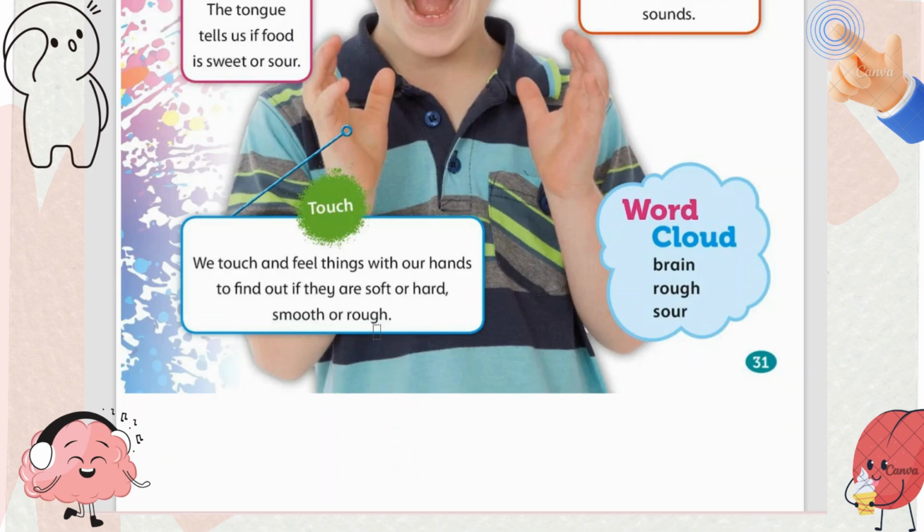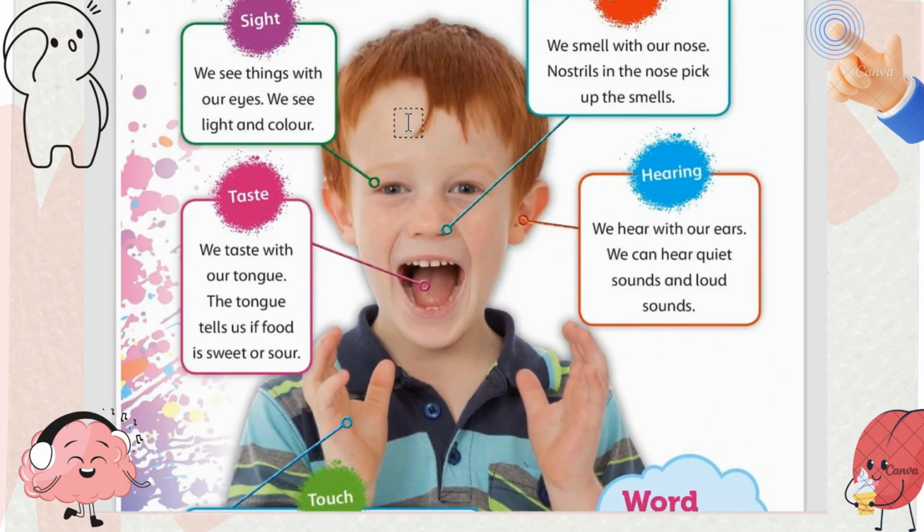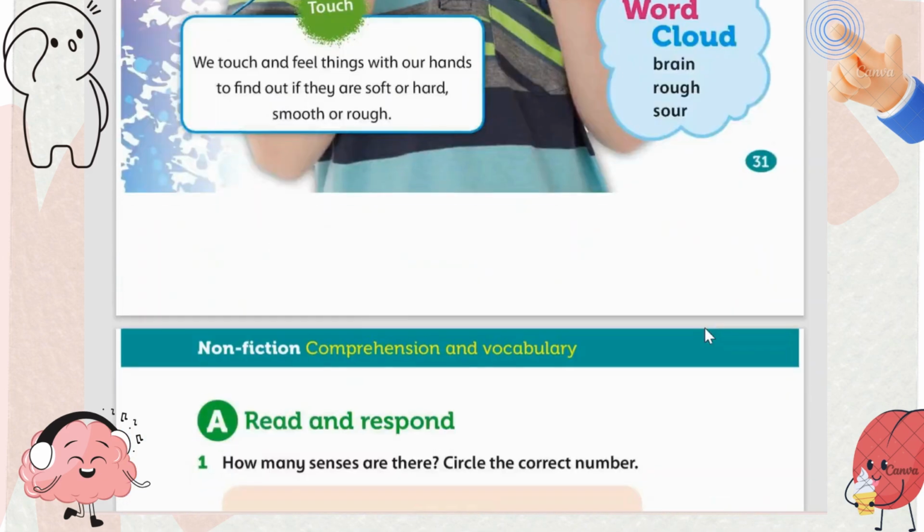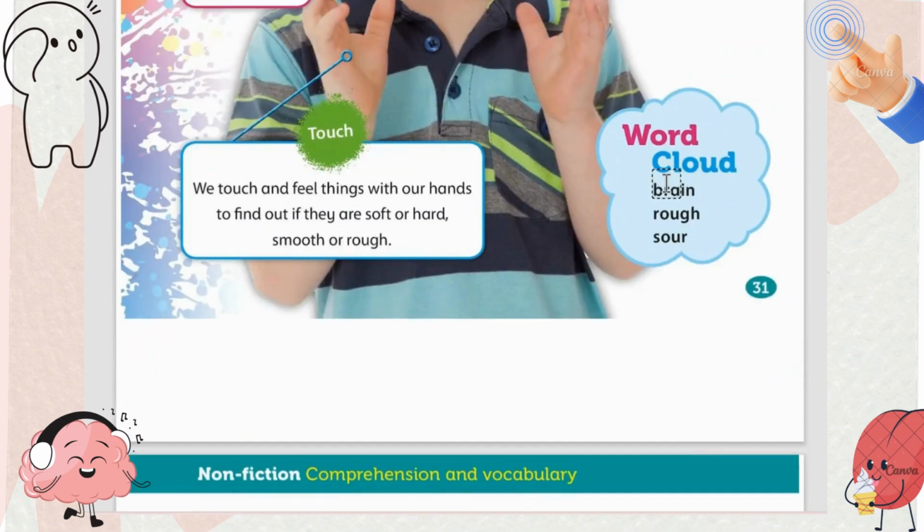All right, so we have 5 senses, right? I hope you will remember that and how we can detect these 5 senses. Word cloud. Word cloud, do you remember what the word cloud is? Yes, the words that we have to remember and their spellings. The first word is brain. Where is our brain? Inside this skull. Alright, so brain is B-R-A-I-N.